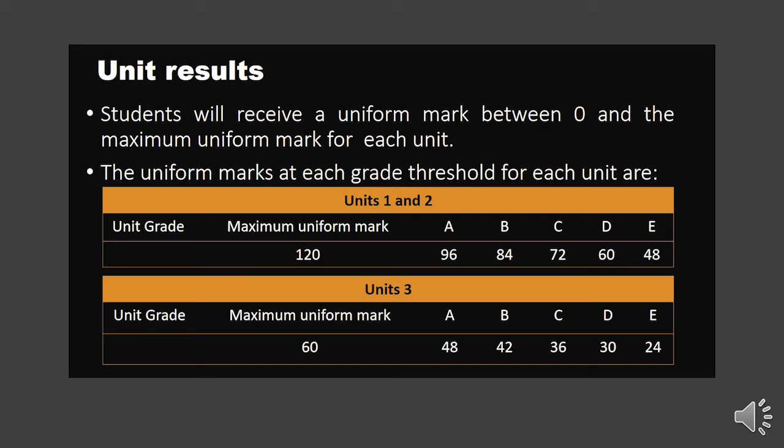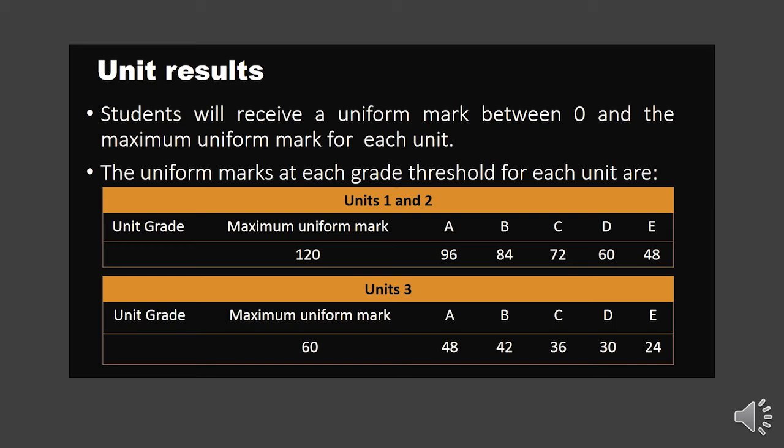But those marks are just raw marks. Here they are being converted into uniform marks, which are out of 120 marks for each of these units, that is unit 1 and unit 2. And for unit 3 the maximum uniform mark is 60. So when you get your results, you will get a slip where you will see these marks on it, not the raw marks. And also, to get an A in unit 1 and 2, you need to have 96 marks and above. And when it comes to unit 3, you should have 48 marks and above.